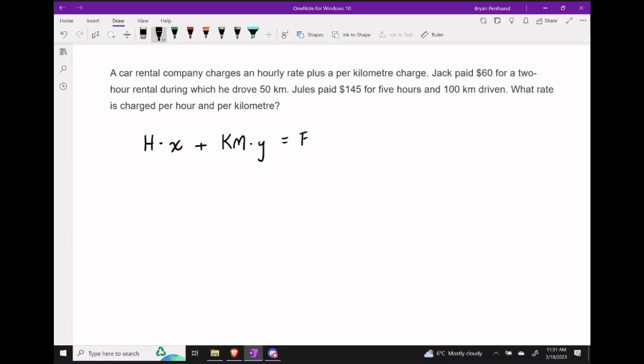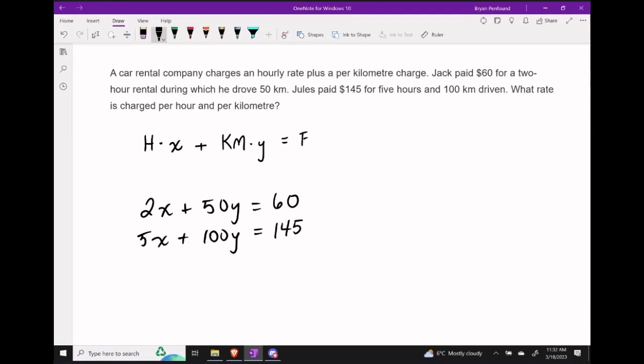Next, we note that Jack paid $60 for a 2-hour rental where he drove 50 kilometers. We can represent this sentence by 2x plus 50y is equal to 60. Next, we know that Jules paid $145 total for 5 hours and 100 kilometers. We can represent this sentence by 5x plus 100y is equal to 145.